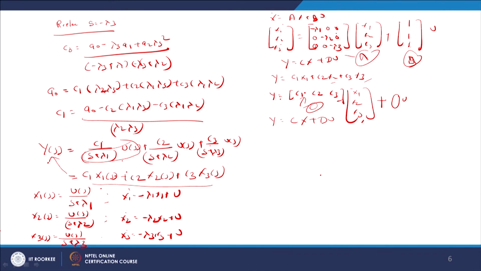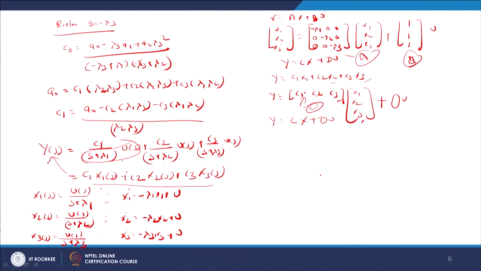And again one thing is that in the output of u there are terms of only 1, 1, 1, and y is corresponding to c1, c2 and c3. So this type of modeling is called diagonal canonical form, diagonal canonical form, and this is part 1.